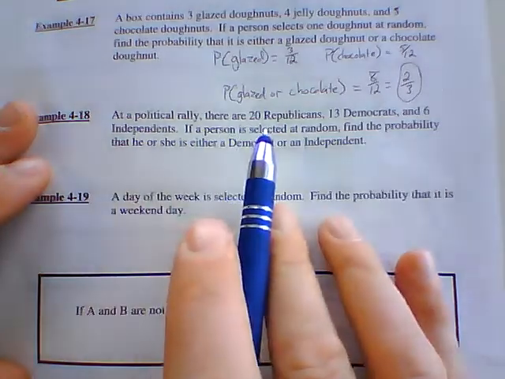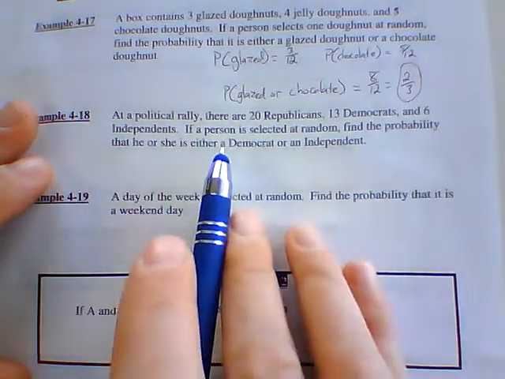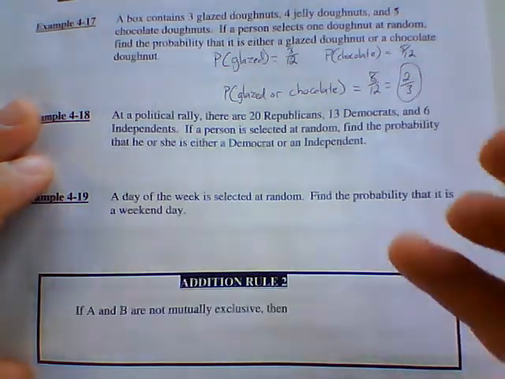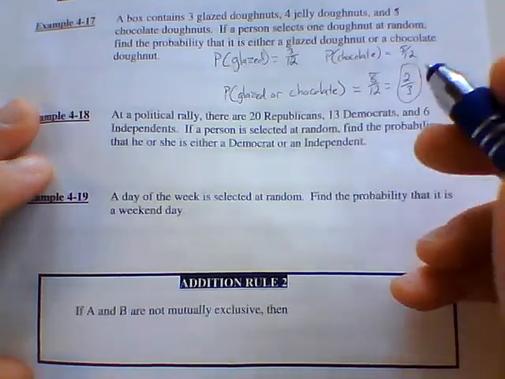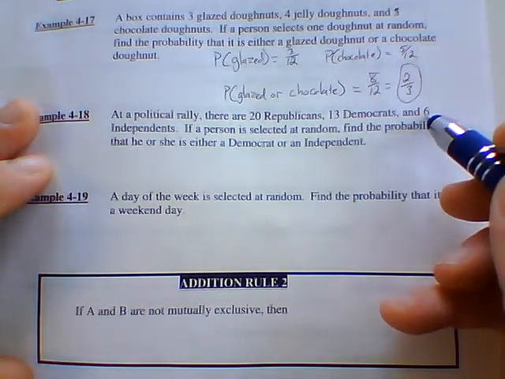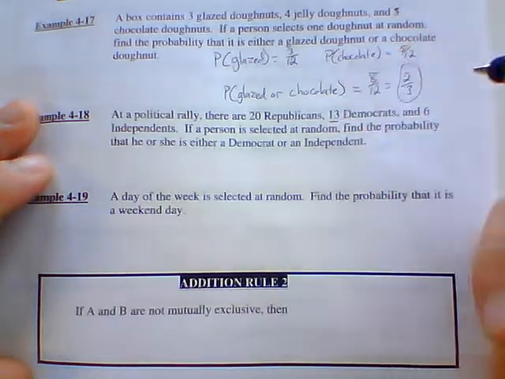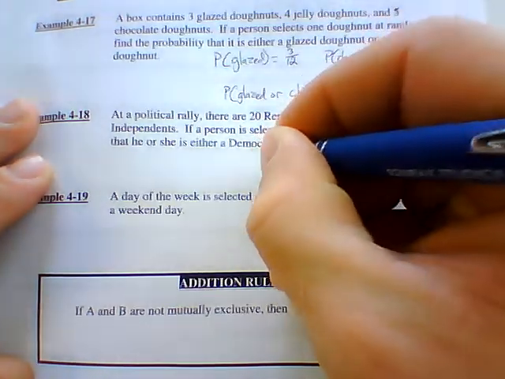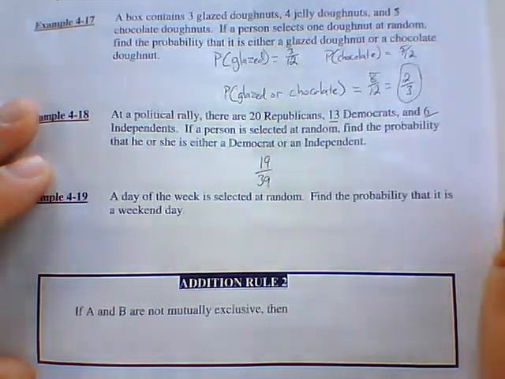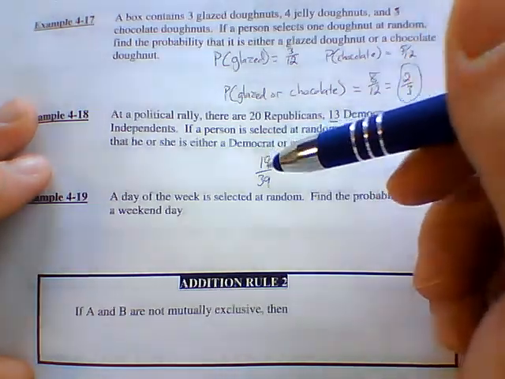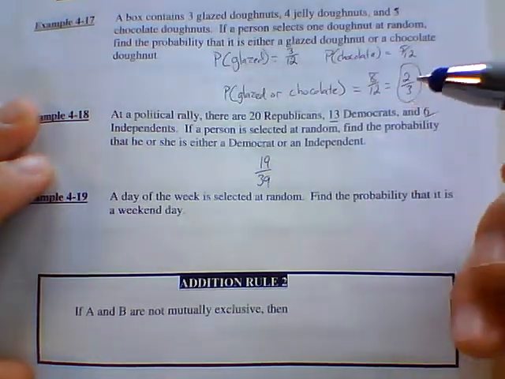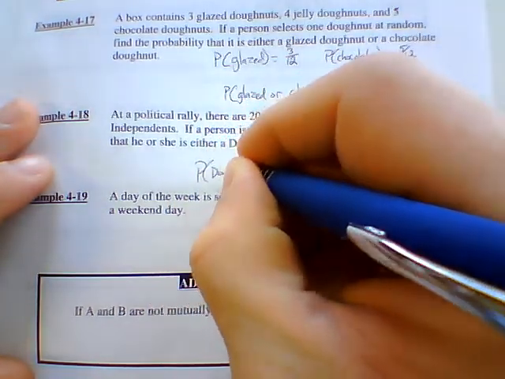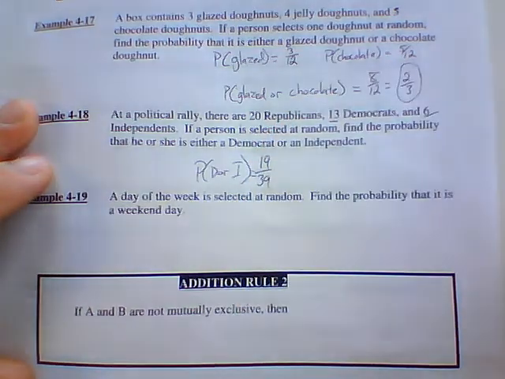Political rally. There are 20 Republicans, 13 Democrats, 6 independents. If a person is selected at random, find the probability that he or she is either a Democrat or an independent. So, 13 out of, this is what, 39? 13 out of 39, hey, that reduces. 6 out of 39. Together, that is 19 out of 39. And 19's on my prime list over there on the wall. To your left, up. Probability of D or I is 19 over 39.